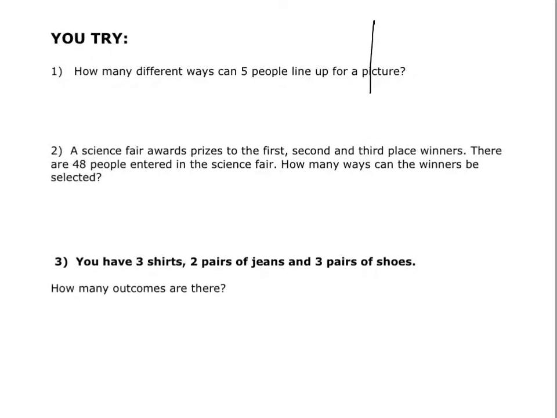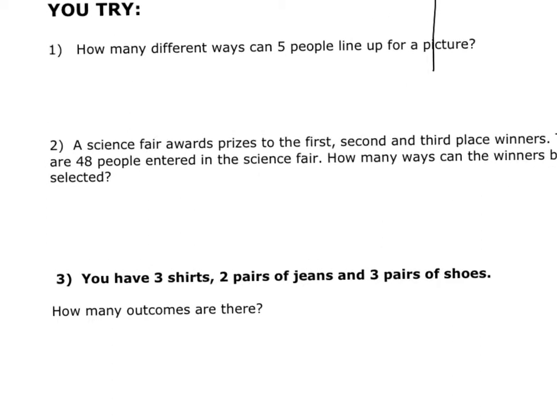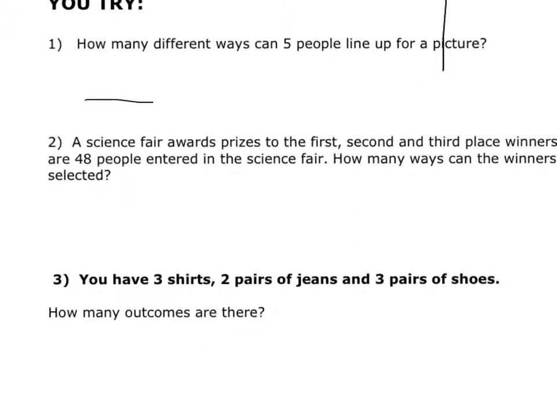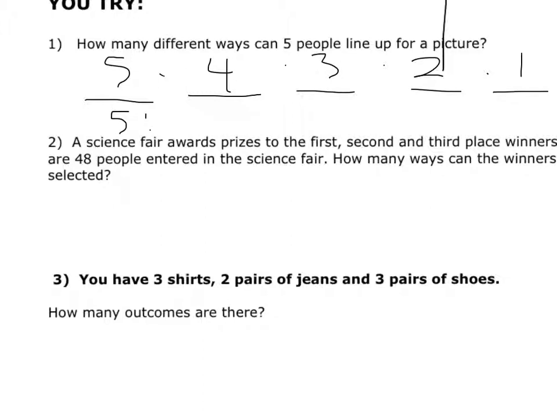Okay, so we got 3 more problems, and then we'll be done. Okay, so you try number 1. It just says, how many different ways can 5 people line up for a picture? So this is very similar to the one with the movie theater. You have 5 people. First person has 5 choices of where they could stand. The second person has 4, and so on and so on. Okay, so we're going to go ahead and multiply those together. And 5 factorial gives us 120 options of ways that they could line up for the picture.